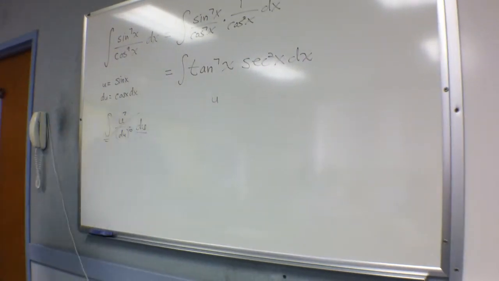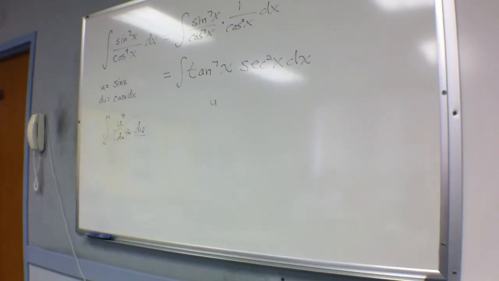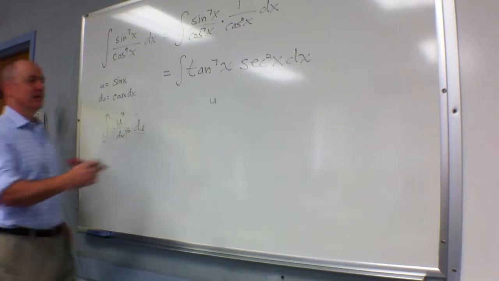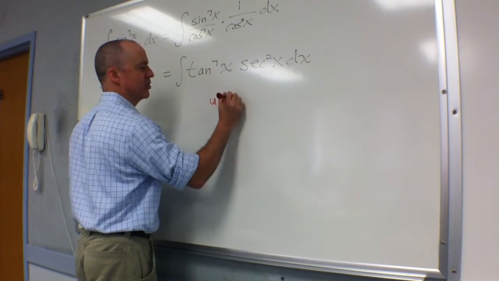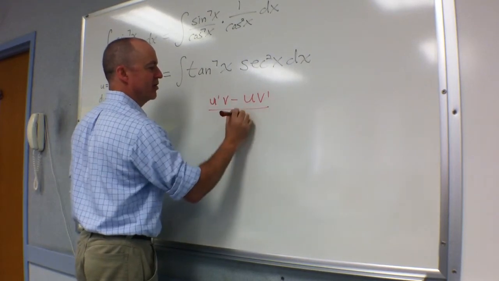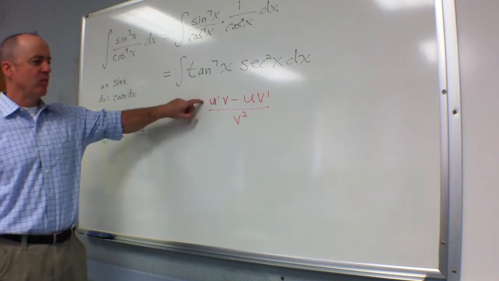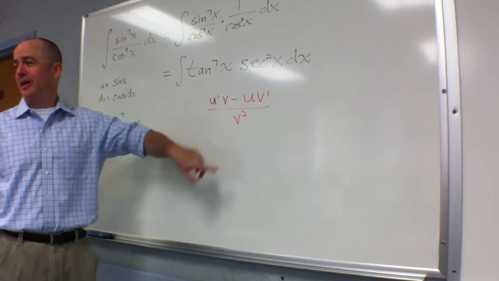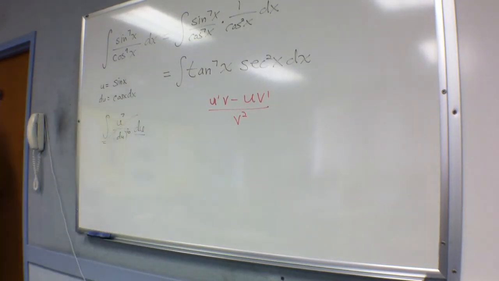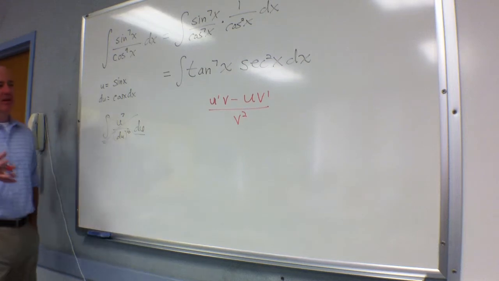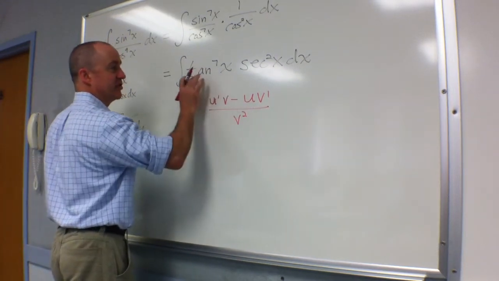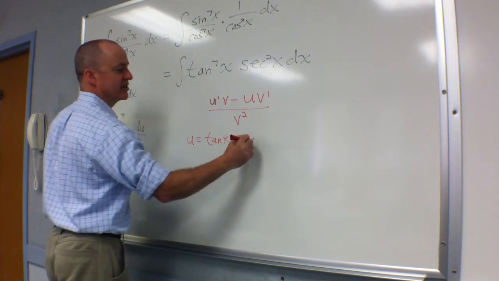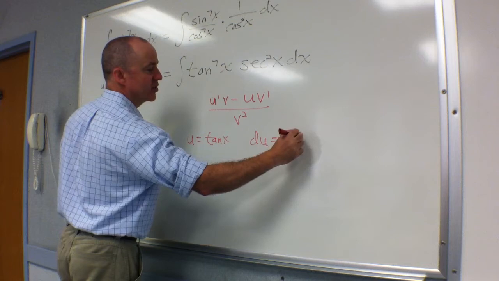One hint is the quotient rule. Oh, it's secant squared x. Secant squared x. One thing that honestly helps you remember that is that the quotient rule is u prime v minus uv prime over v squared. Remember we wound up with 1 on the top and secant squared on the bottom. So the derivative of tangent is secant squared. So u is tangent x, du is secant squared x.